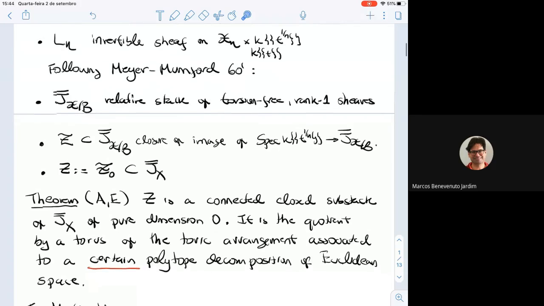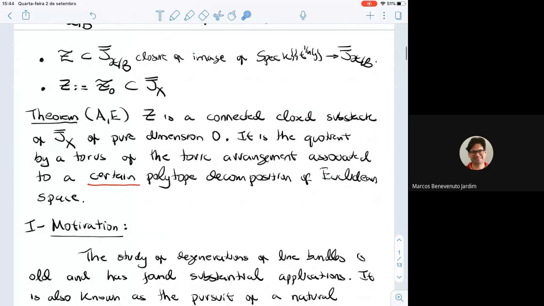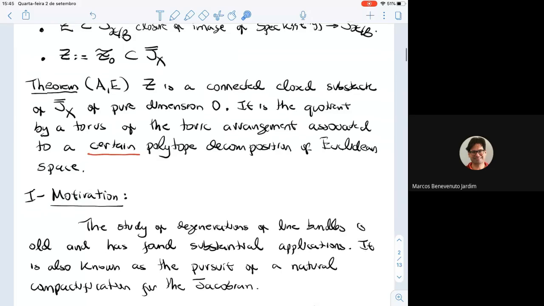Okay, so let me talk a bit about the motivation. It's a general statement that the study of degenerations of line bundles is already old and has found substantial applications. The Brill-Noether theorem was proved using degenerations. Also, the birational geometry of the moduli space of stable curves is studied using degenerations as well. So it has applications. And it's also known as this pursuit of a natural compactification for the Jacobian. Let me explain this.